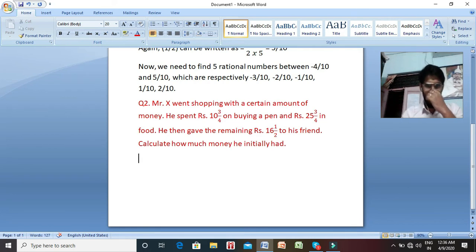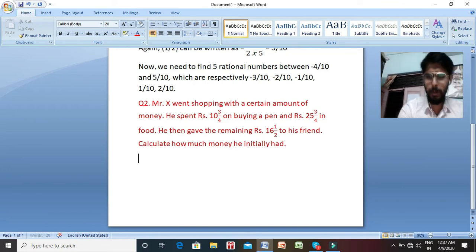Alright, so this is your new question. Mr. X went shopping with a certain amount of money. He spent rupees 10 whole 3 by 4 on buying a pen, rupees 25 whole 3 by 4 on food. He then gave the remaining 16 whole 1 by 2 to his friend. So how much money was with him initially?